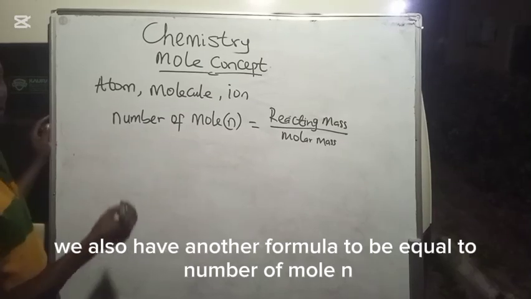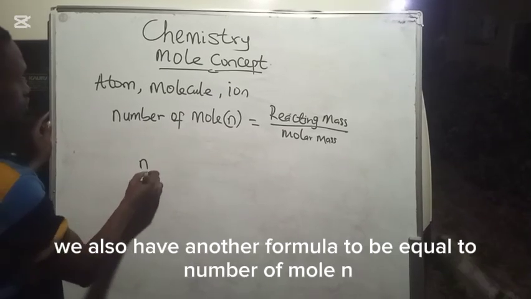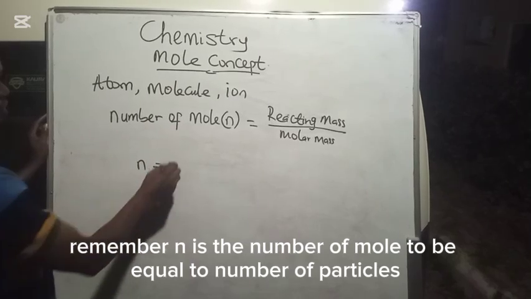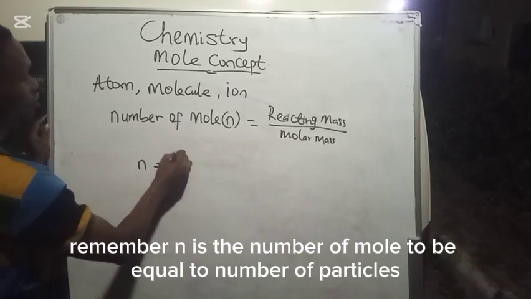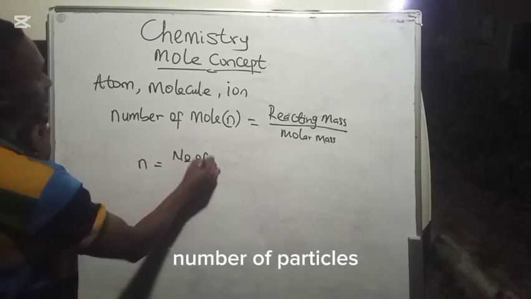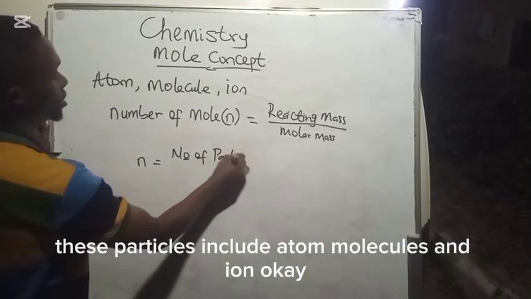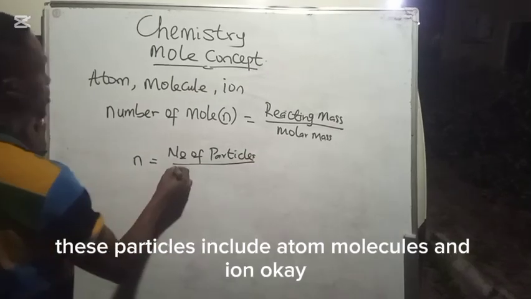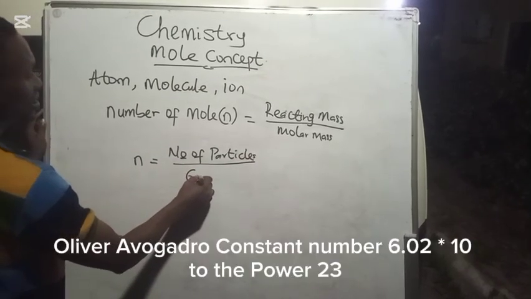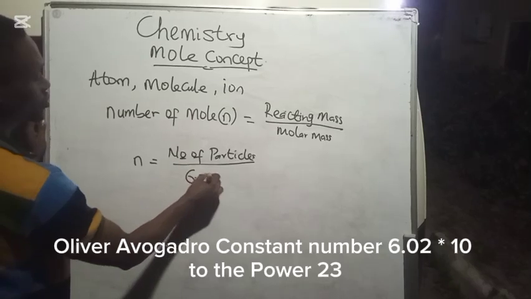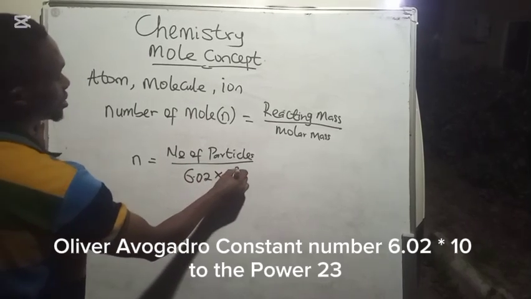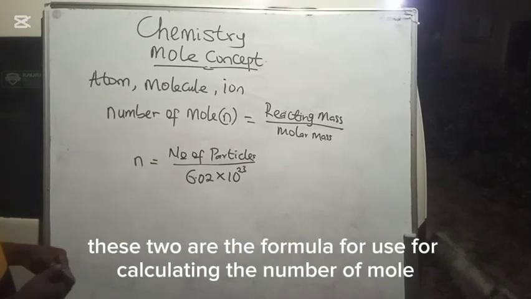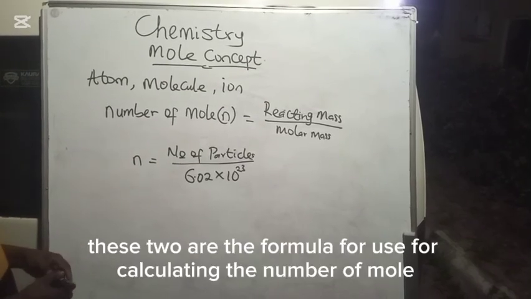We also have another formula for number of mole N. Remember, N is the number of mole. It is equal to number of particles, and these particles include atoms, molecules, and ions, all over the Avogadro constant, 6.02 times 10 to the power 23. These two are the formulas used for calculating the number of mole.